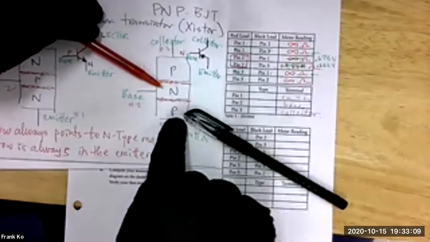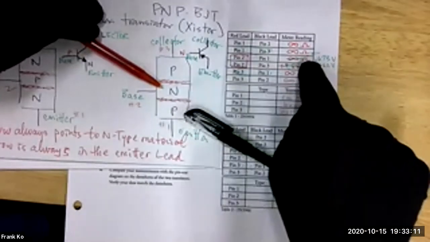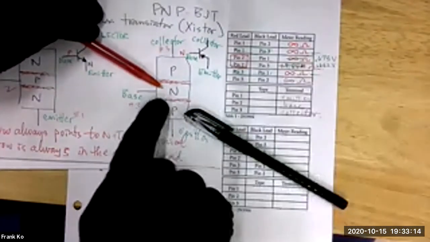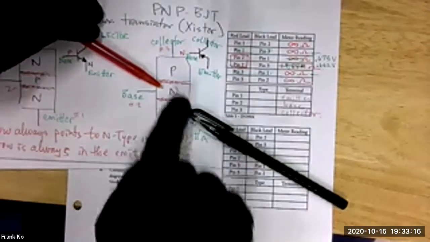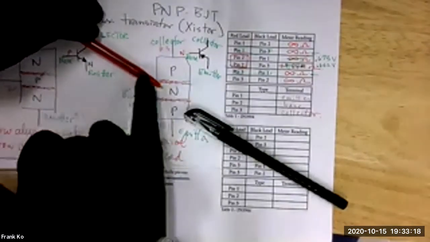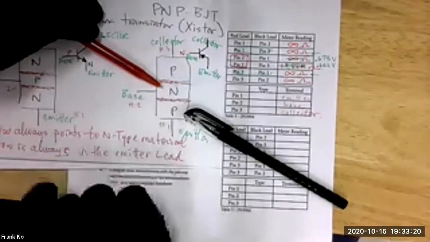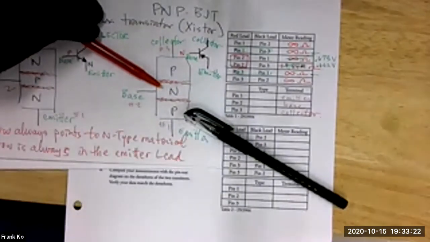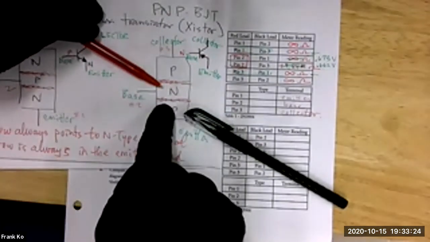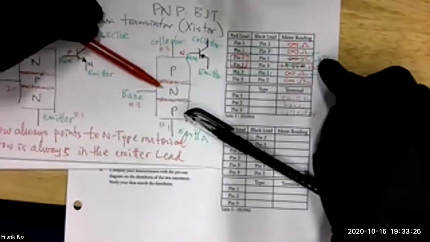It's clearly not going to be a PNP, because if I have my red probe on pin 2 and black probe on pin 1, I have forward bias, I have a number. Is this possibly forward bias? No, this is completely reverse bias. Red to N, black to P. That will not give me any kind of a value. That will give me infinity. And I clearly don't have infinity here. So it must be this. It must be an NPN.